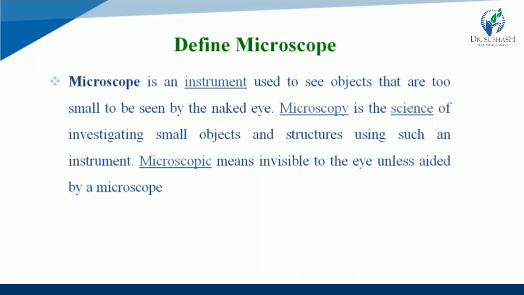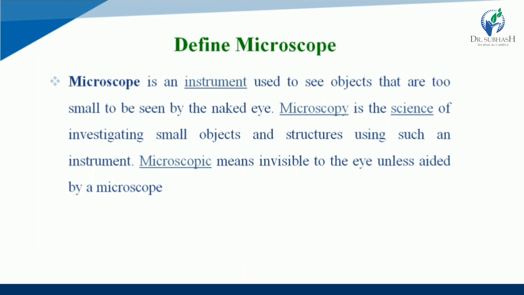Microscopy is the science of investigating small objects as well as structures using such an instrument. Microscopic means invisible to eye unless aided by a microscope. That means that are invisible to naked eye but that is visible with the help of microscope.